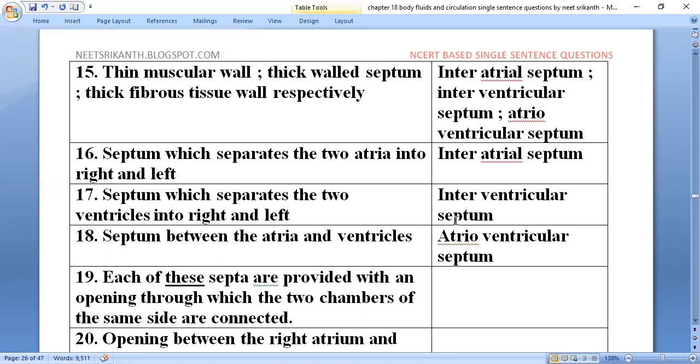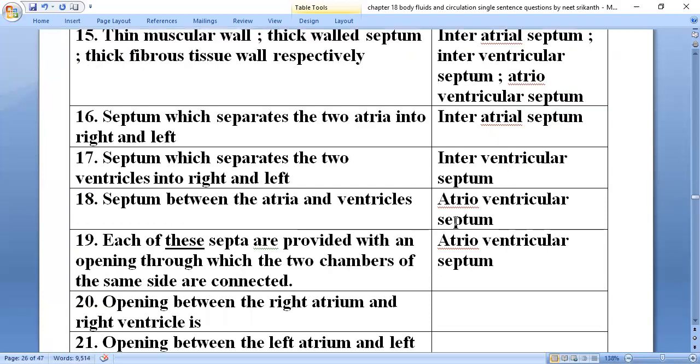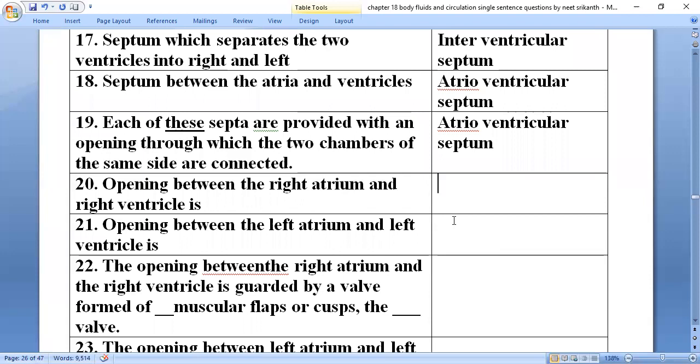Each of these septa is provided with an opening through which the two chambers of the same side are connected. Opening between the right atrium and right ventricle is the right atrioventricular aperture. Opening between the left atrium and left ventricle is the left atrioventricular aperture.